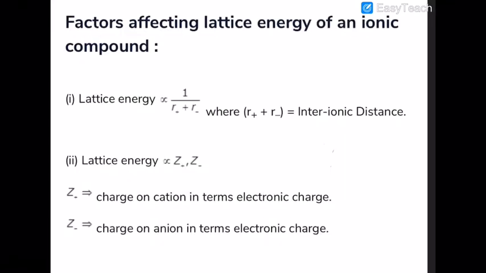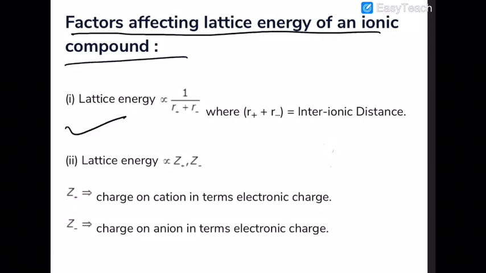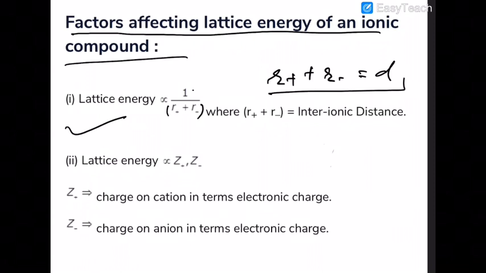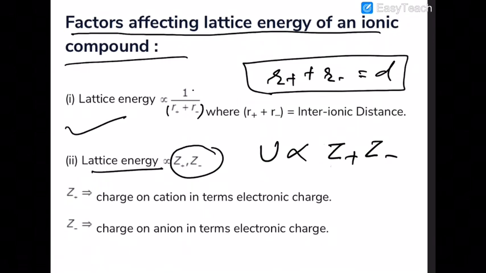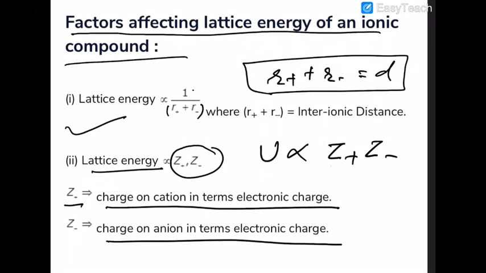Now, factors affecting the lattice energy of any compound. Lattice energy is proportional to 1 by the distance between the cation and anion, R plus plus R minus. What is R? The distance between the cation and anion. Lattice enthalpy is proportional to the charge on the cation into the charge on the anion, the product of both of them, where the charge on the cation is in terms of electronic charge and the charge on the anion is in terms of the electronic charge.